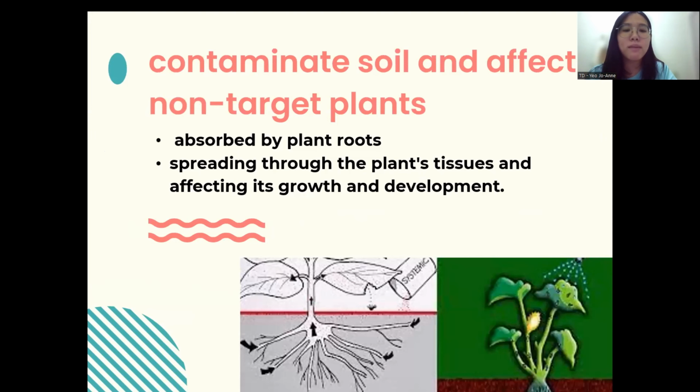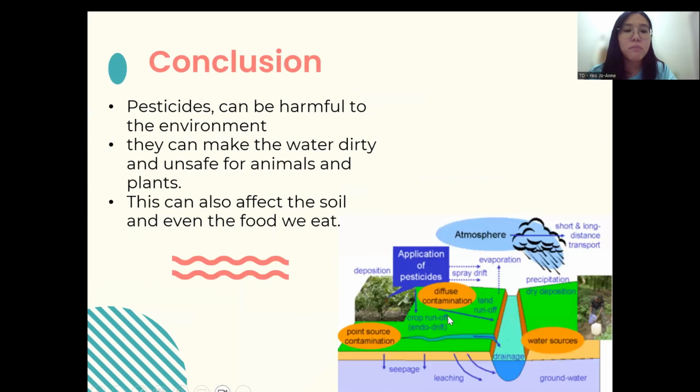Additionally, soluble pesticide can contaminate soil and affect non-target plants. When pesticides dissolve in water, they can be absorbed by plant roots, spreading through the plant's tissue and affecting its growth and development. So, pesticides, which are bug-killing chemicals, can be harmful to the environment.